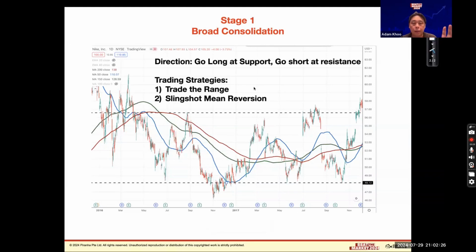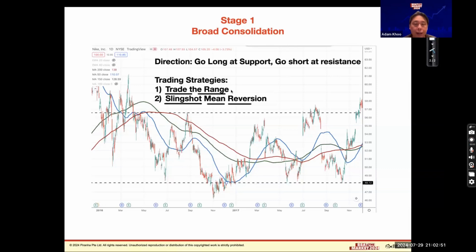Okay. You either use a simple trade the range strategy or you use a slingshot mean reversion strategy. So these are all the different strategies that I teach in the stock trading course. And every strategy has got specific entry rules and specific exit rules. But I'm going to give you a few examples right now.